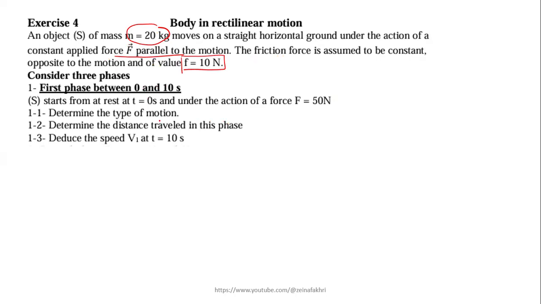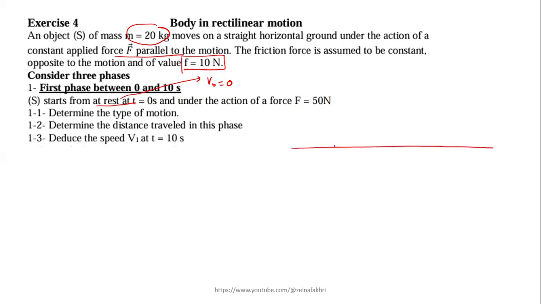So in the first phase, the object is moving between 0 and 10 seconds, and the object starts from rest. When we say start at rest or from rest, this means that the initial speed is equal to 0. So this means that V0 is equal to 0. And under the action of force F equal 50 Newton. So first of all, we'll trace the figure.